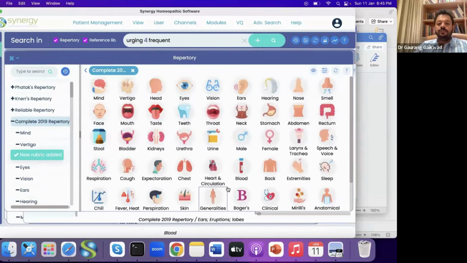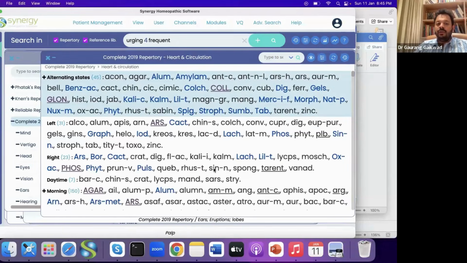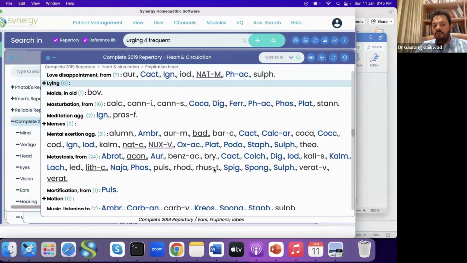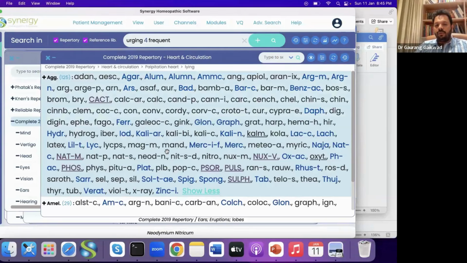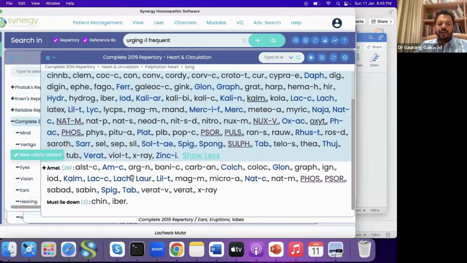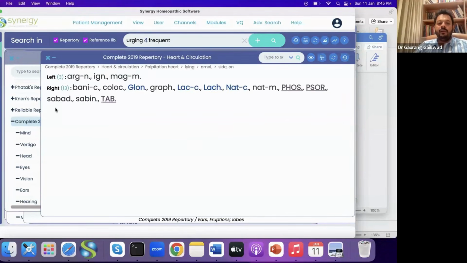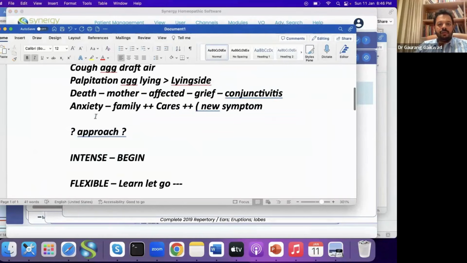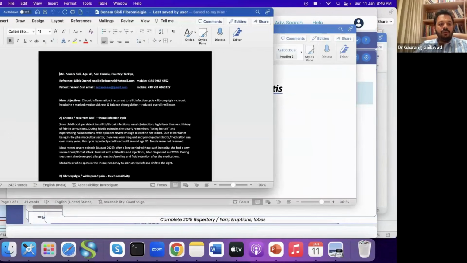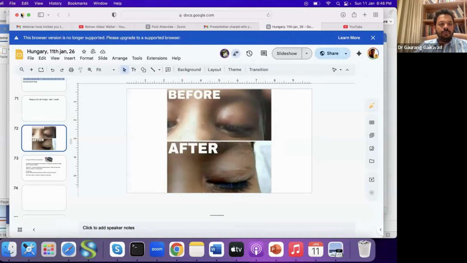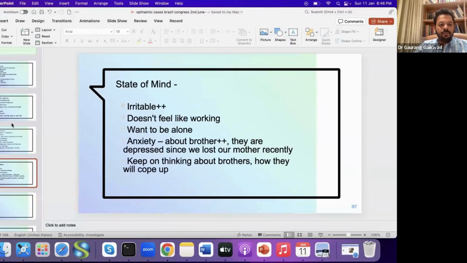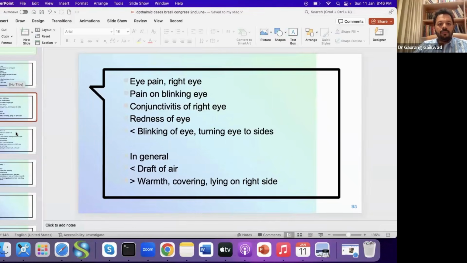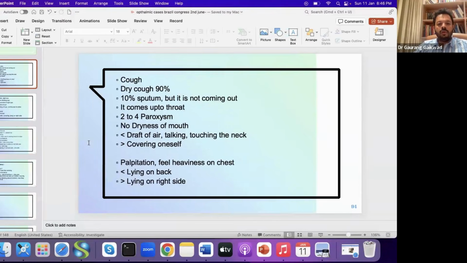Okay. Then there's palpitations. The palpitations are aggravated by lying down. Lying aggravates. We know this for sure. But the peculiarity is lying on which side? Lying on the right side typically ameliorates. Now that is something interesting, isn't it? So I will take lying on the right side ameliorates. I'm going to check it again whether it was. Yes, lying on the right side ameliorates.